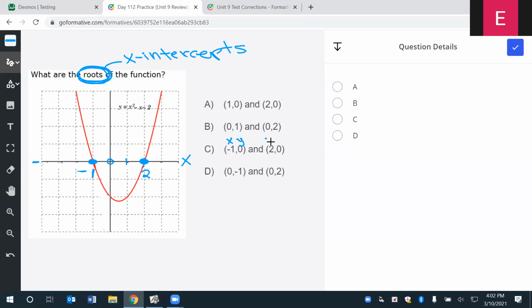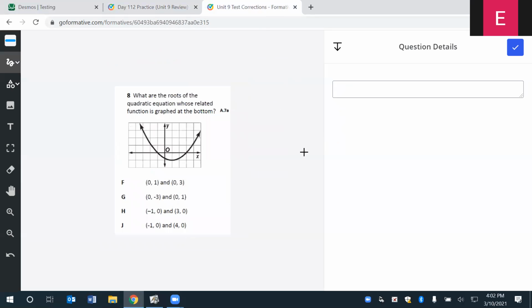X, Y, X, Y. They're asking me for x-intercepts, so those numbers should be in the place of the x's. So C in this one is the right answer. Okay, so if you missed number 8 on your test, you're gonna do the same thing. Write for me what does root means. Label your x-intercepts in your graph, mark the points on the graph, and then choose the right answer.